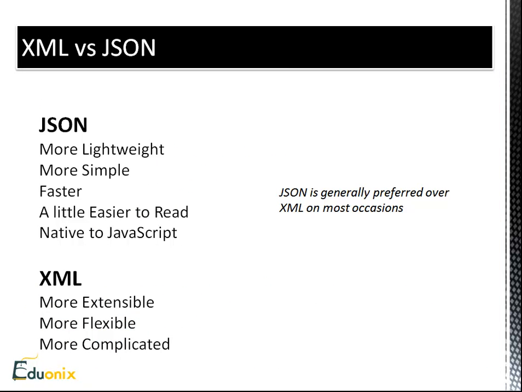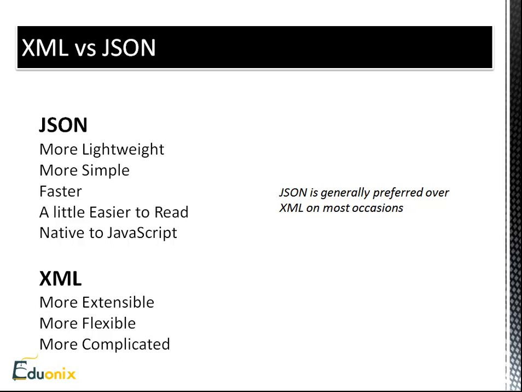So XML versus JSON, like I just said, I wouldn't suggest picking one over the other for all situations, because obviously there are different occasions that would call for JSON and different occasions for XML. But in general, JSON is more lightweight. Since it's lightweight, it's faster, it's a little more simple, it's easier to read, and it's native to JavaScript. So those are all pluses.